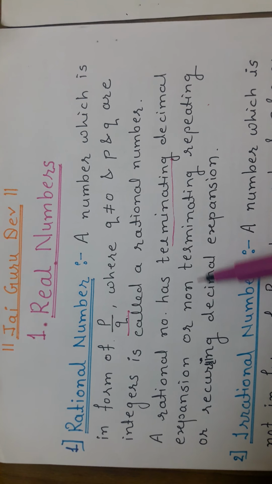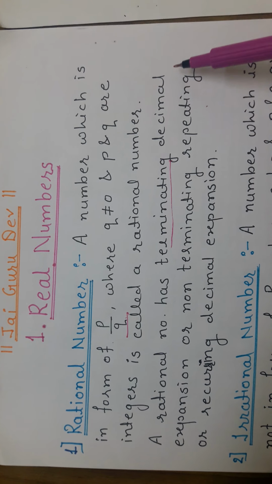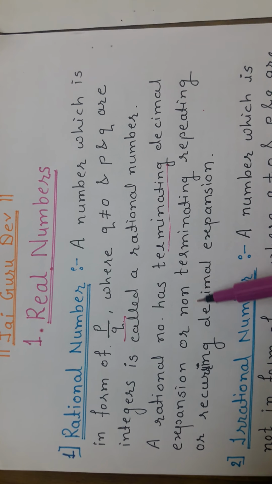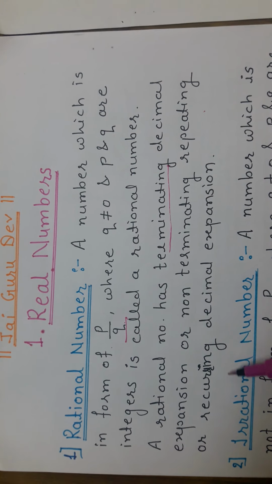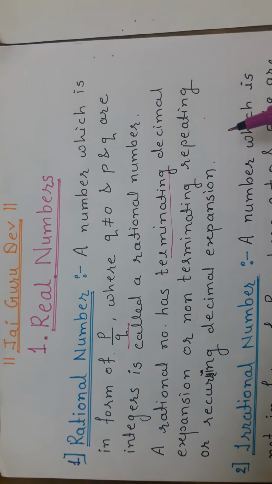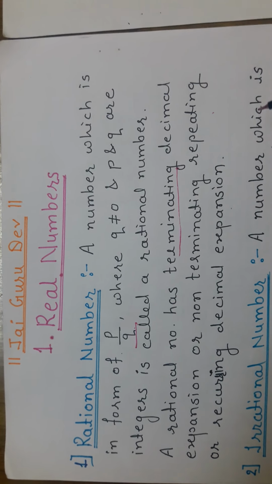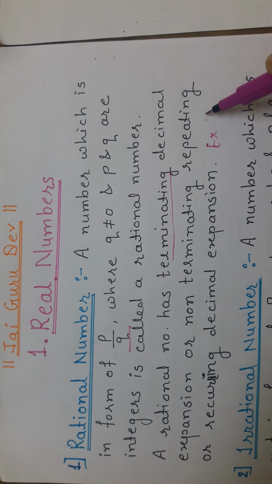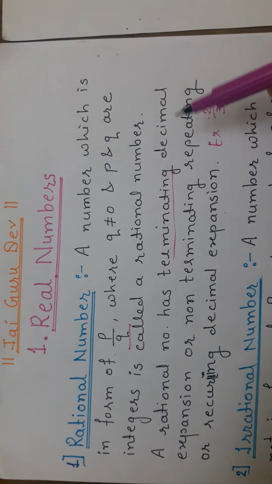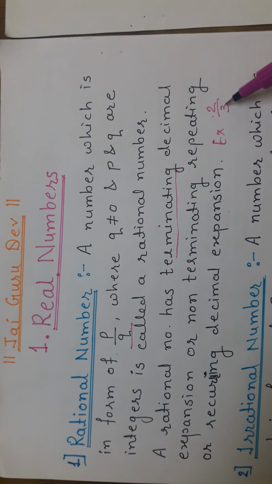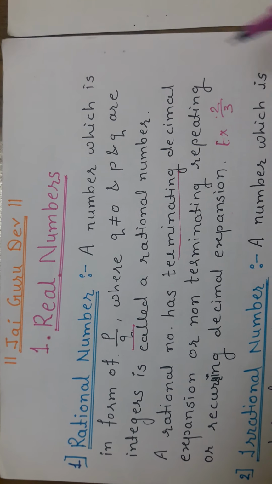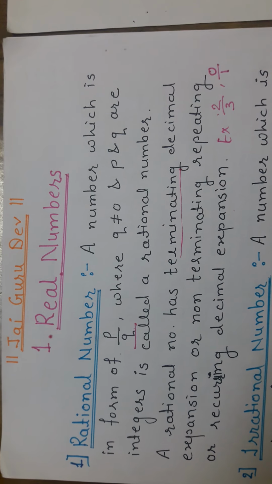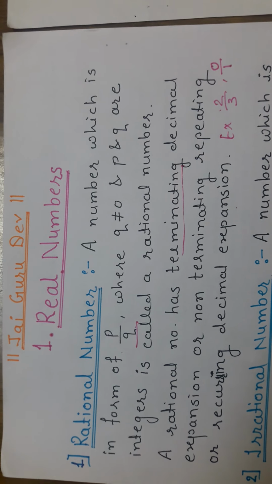A rational number has a terminating decimal expansion, means when the remainder we are going to get is 0, or non-terminating repeating or recurring decimal expansion, when the remainder we will get repeats after some steps. For example, 2 by 3. Here p and q both are integers. Also we can express 0 as 0 by 1, means 0 is also a rational number.